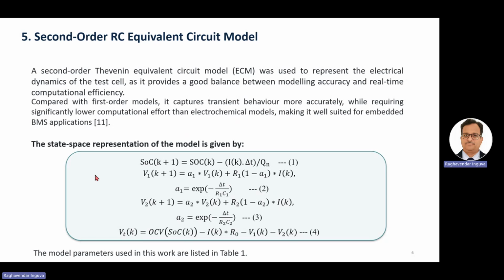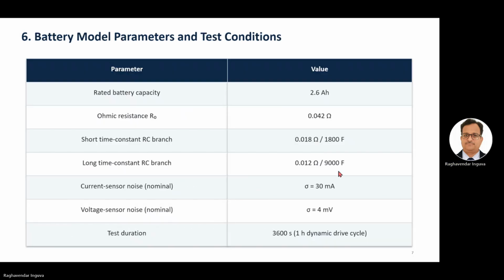So this is the state space representation of the second order RC equivalent circuit model. I'm not going into much detail on it. It's a very generalized equation. Then for the battery model, we have used the following parameters.